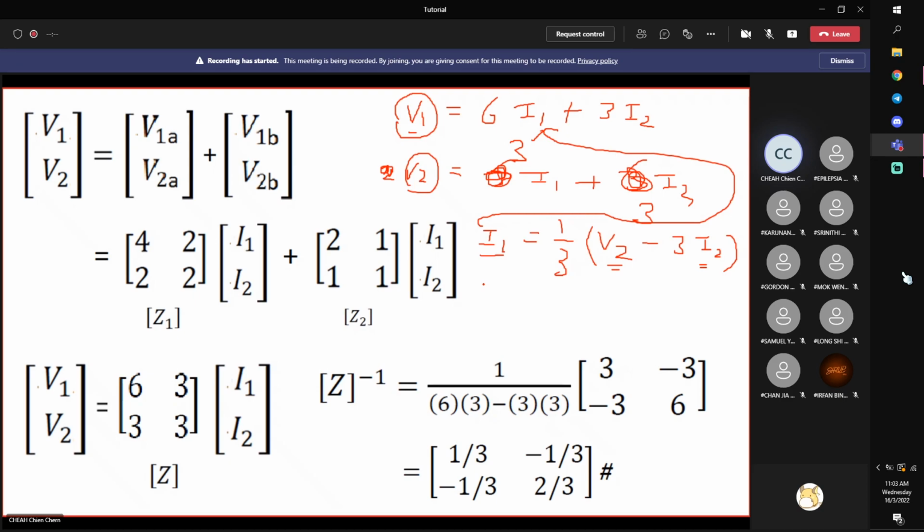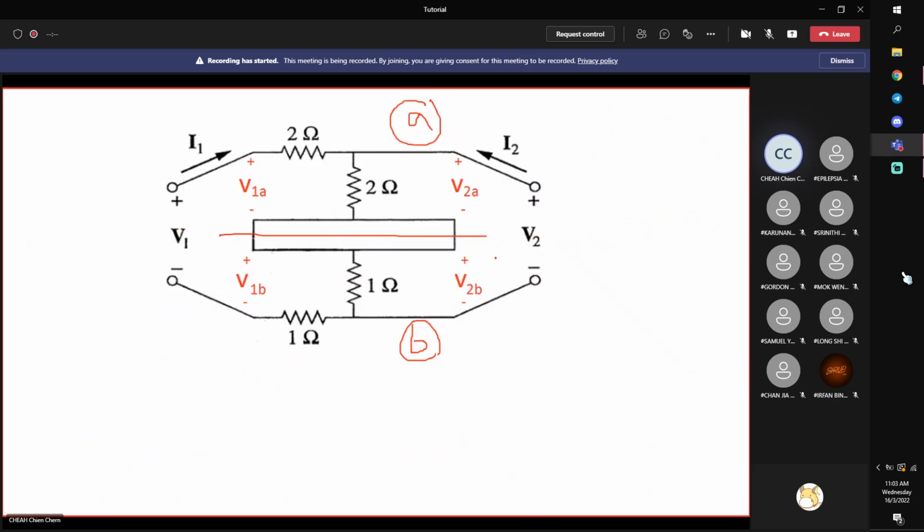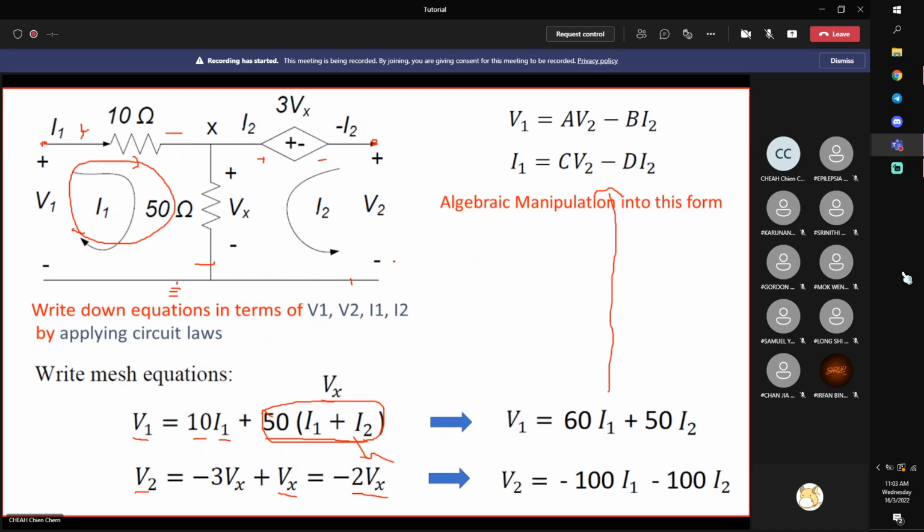So I hope everybody gets the idea. Write down the equations in terms of the 4 variables of the 2-port networks. Anything which is not in terms of the variables, like the node voltage or your dependent source, relate it to the variables, and then you get the equations. In terms of the 4 variables, try to transform it into the desired form that you want.